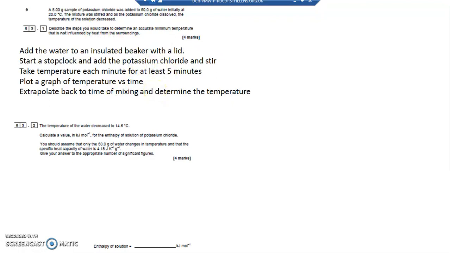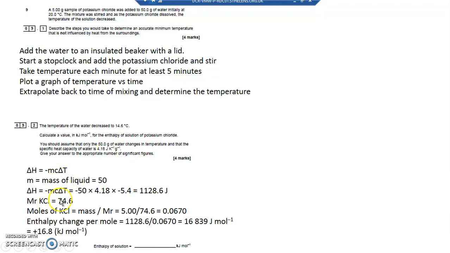Question 9.2. The temperature of the water decreases to 14.6. Calculate a value in kilojoules per mole for the enthalpy of solution of potassium chloride. Okay, so Q is MC delta T, or delta H equals minus MC delta T. So delta H has got the minus value in because delta H has a minus value, expecting it to be exothermic. Q doesn't have that value, and you have to put the plus or the minus in at the end, depending on whether it's exothermic or endothermic.